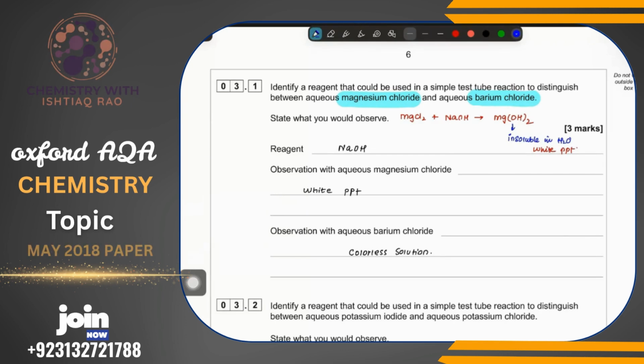And when it would be reacting with barium chloride. So barium chloride plus NaOH is going to give you barium hydroxide. Okay, so barium hydroxide is soluble in water, so I can't see any precipitate. I would see a colorless solution.